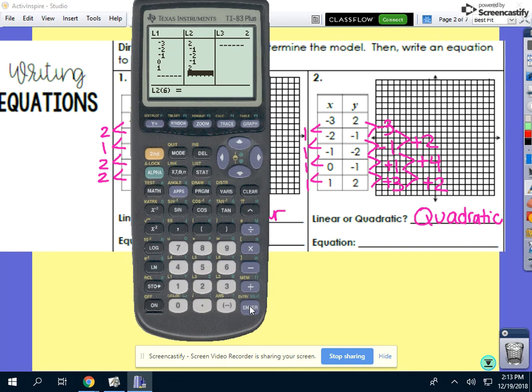Now that you have your data in, in order to get your equation, follow these steps. Hit Stat, go back over to Calc. This time you are looking for number 5, which says QuadReg, which is quadratic regression. Once you hit 5, you will hit Enter.